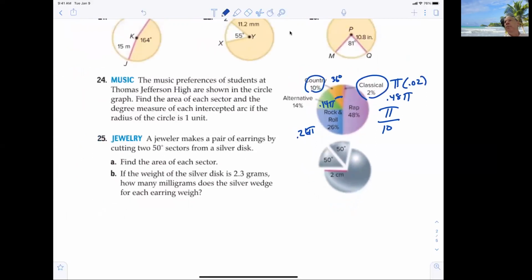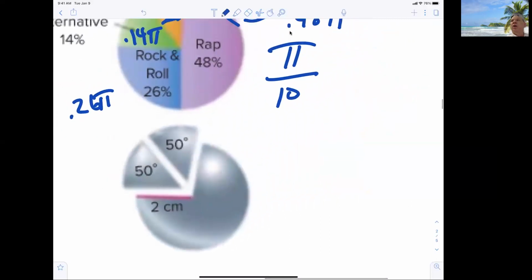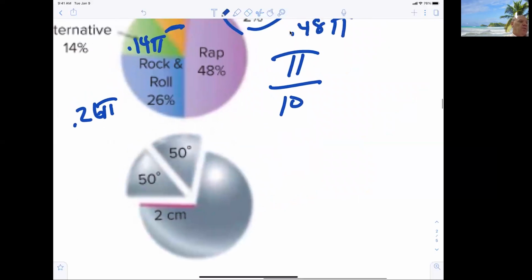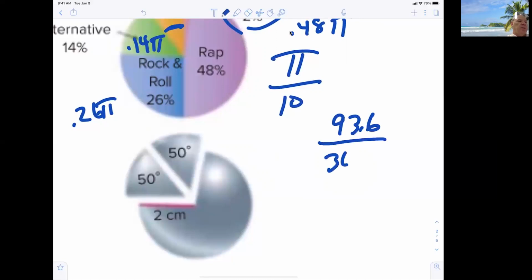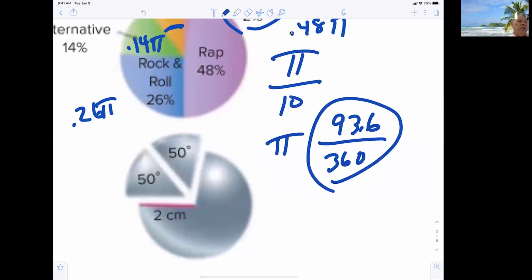Is that satisfactory? Sam. So I do this with like rock and roll. I would find out and I would divide that by 360. So now, Sam, listen, because you are brilliant, I want you to hear what you just said, and then you can tell me if you understand what I'm saying. So you found 26% of 360. What is that? So 93.6. Then you divided it by 360, and then you multiplied it by pi, right? What is 93.6 divided by 360?